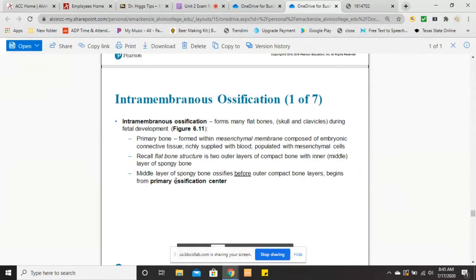And then the last thing you got to know is something called an ossification center. They tell you the name. Remember, ossification is the process of making bones. So an ossification center is where you're making bone. And there's something called a primary ossification center and a secondary. In intramembranous ossification, the primary ossification center is in the spongy bone. So the first place you're going to make bone is in the middle. You're going to start off with the spongy bone first with your primary ossification center, and then you'll move outward and do the compact bone later.